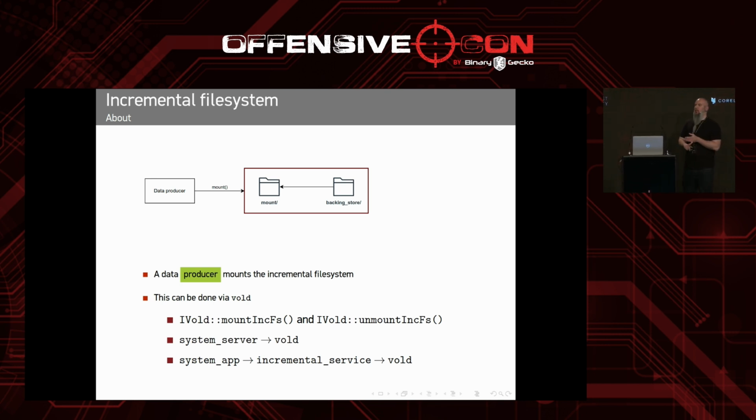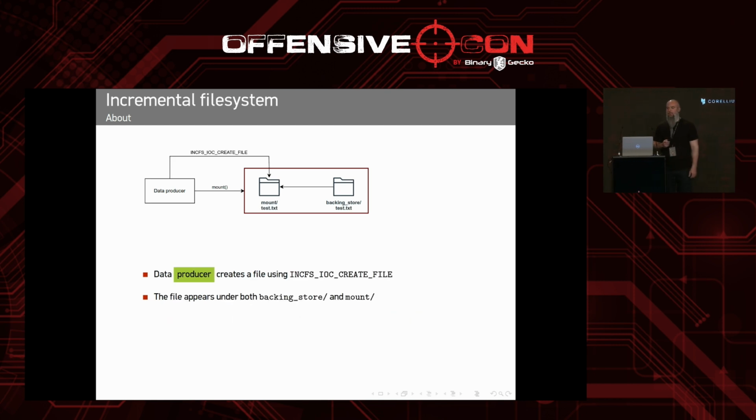This can either happen by communicating directly with the Vold daemon using mount incfs and unmount incfs, respectively. Or in case of an application or a system application running under the system app SE Linux context, this can happen indirectly via the incremental service, but we won't have a look at this one here. Now, let's say the data producer creates a file under the file system, let's say test.txt. Once the IOCTL completes, the file magically appears in both ends, both in the mount directory as well as the backing store.